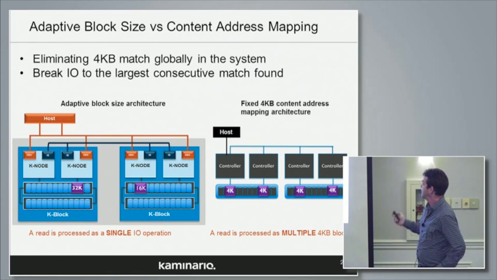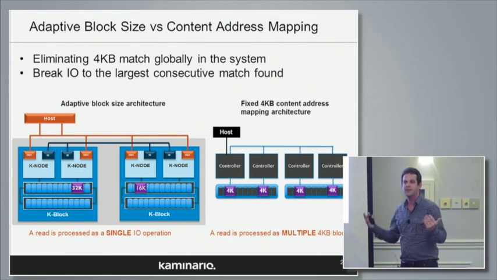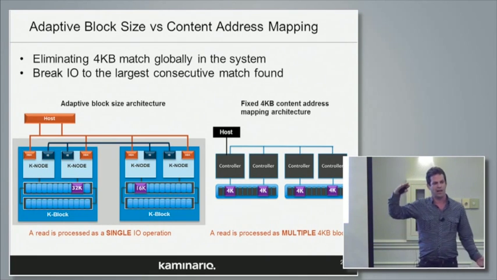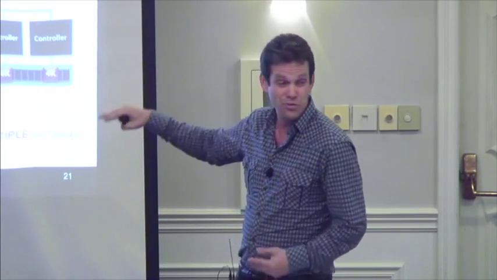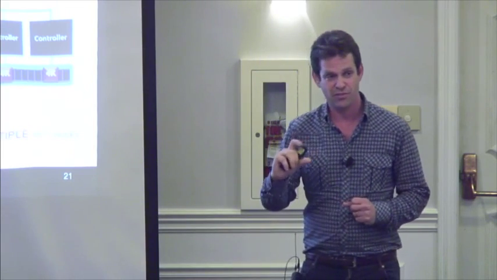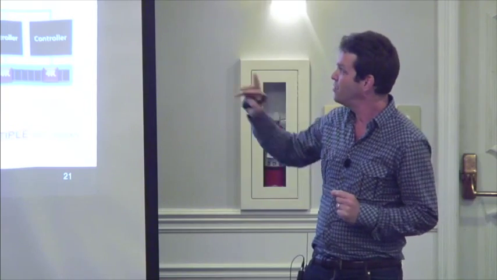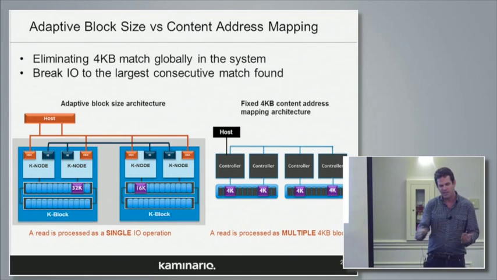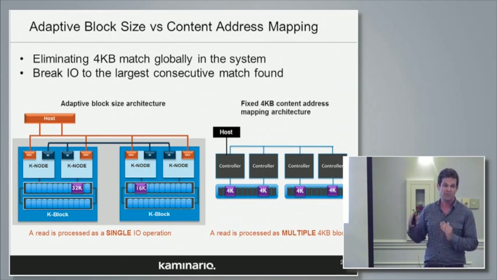Okay. So it's very important. We are eliminating any 4K image global in the system. It's not like architecture that moved to large block size like 8K, like what Extreme did. We are not doing it because we want to find a match on a 4K granularity. And we are breaking to the largest consecutive match found. So we are not breaking everything to 4K. If there is a value, we'll break it also in the most efficient way.